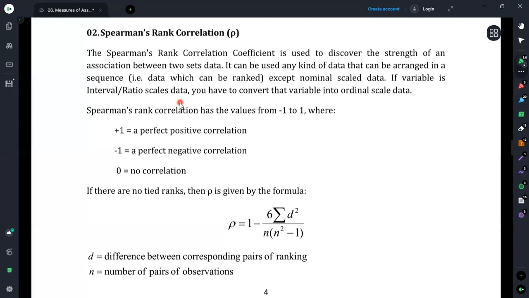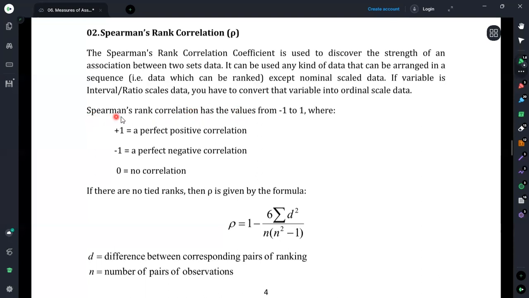When we discussed the chi-square test for nominal scale data, using the chi-square test we tested whether there is a relationship between the variables, or there is no relationship between the variables. That's the only thing that we tested for nominal scale data using the chi-square test. But using the Spearman rank correlation coefficient, we can find out the strength of the relationship as well.